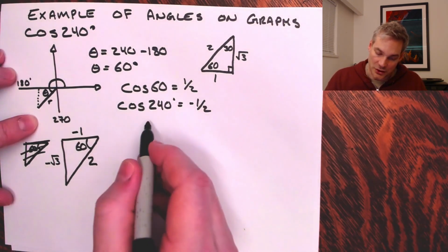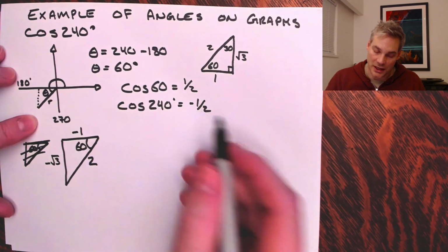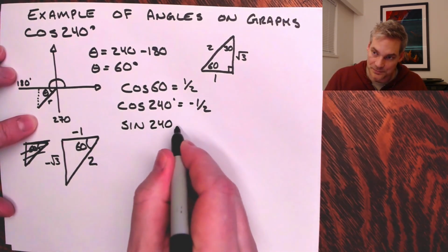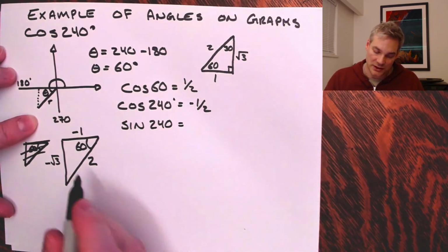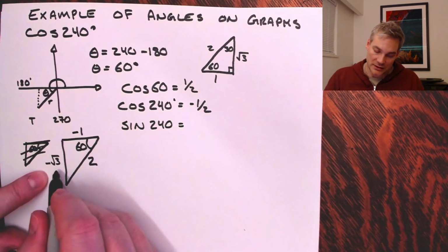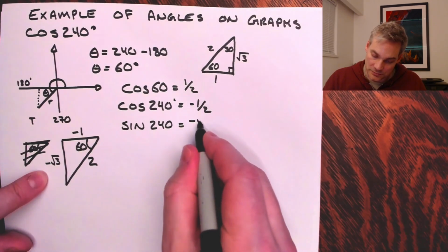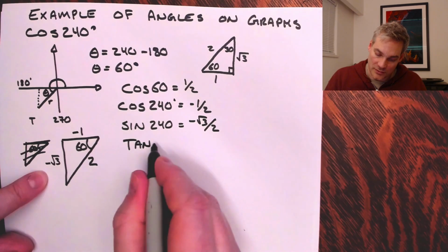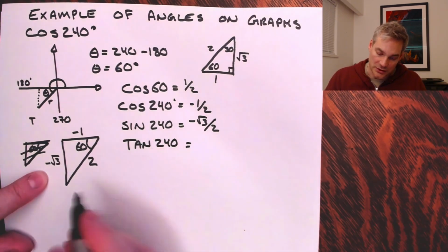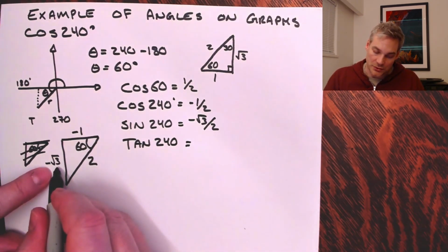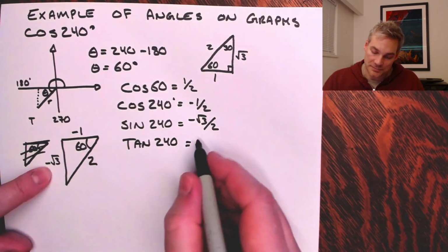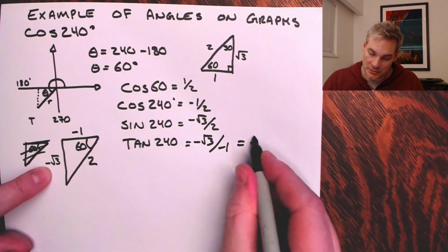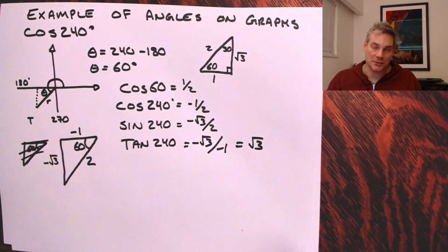So I now know that the cos of 240 is negative 1/2. But what about the sine? The sine of 240 is now going to be negative root 3 over 2. And the tangent of 240 is going to be negative root 3 over negative 1, which is the same as root 3. And that's how we'd solve this.